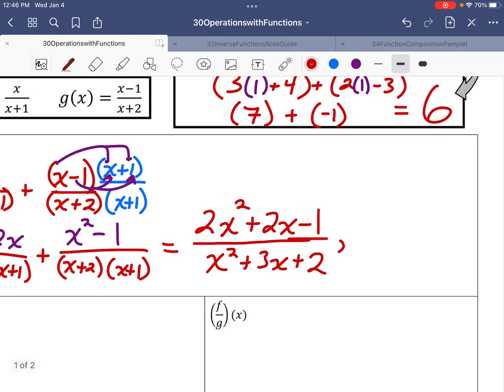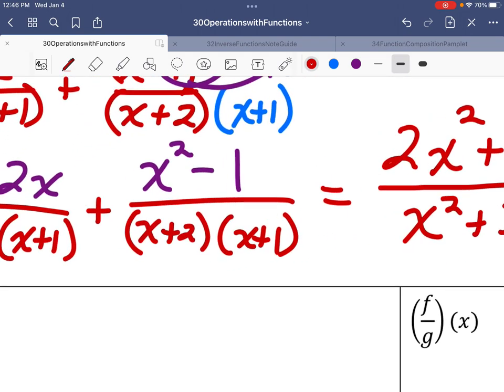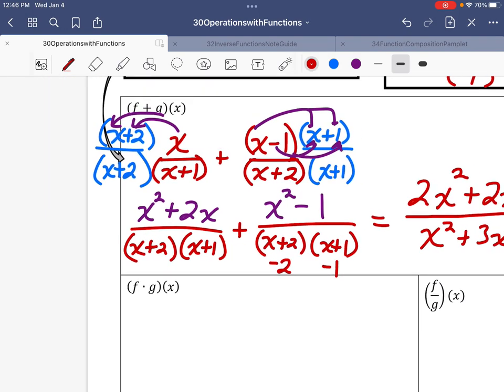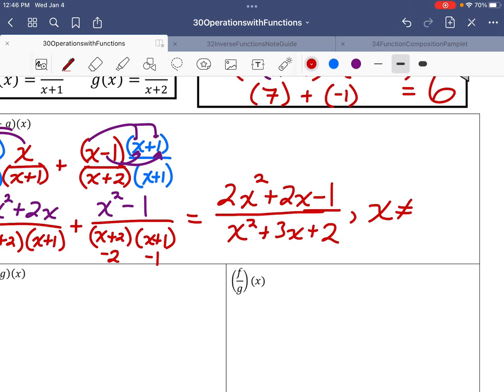Whenever you have an answer that's a fraction, you have to give a little disclaimer. The little disclaimer is to talk about what x cannot equal. Now, what do you mean what x cannot equal? Well, remember, the denominator cannot equal 0. That means -2 would be a bad number. -1 would be a bad number. Why? Because it makes the denominator equal 0. So we can say x could not equal -2 and -1.